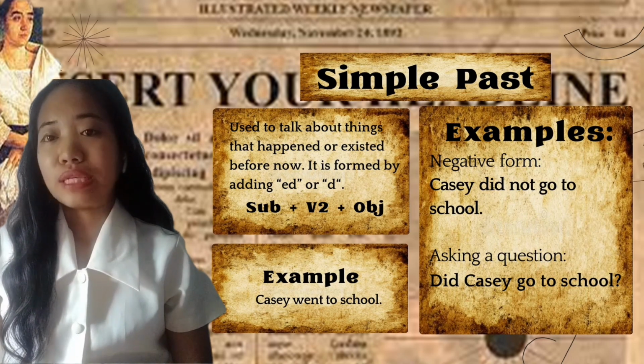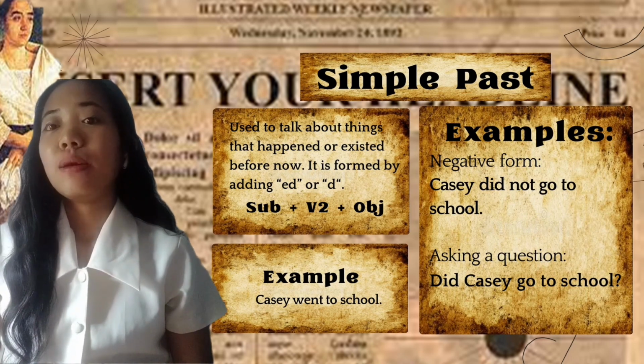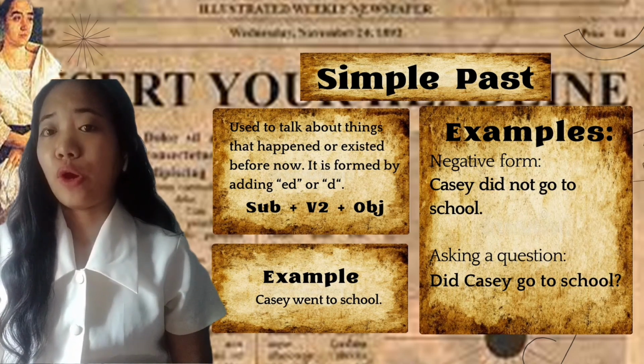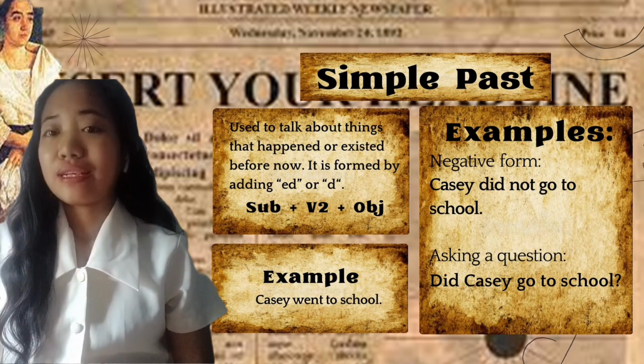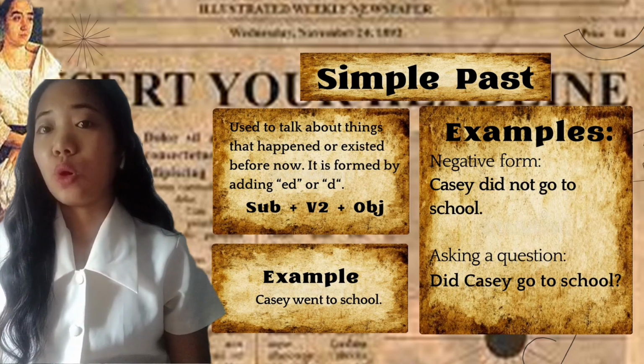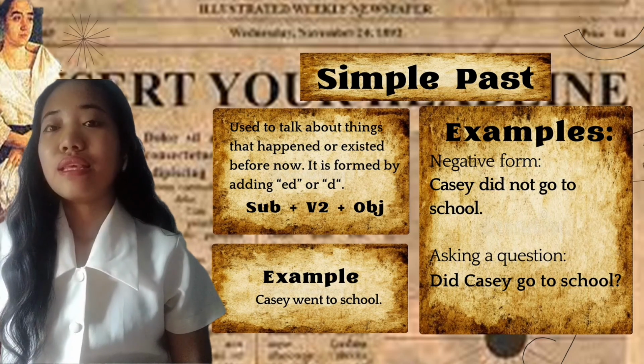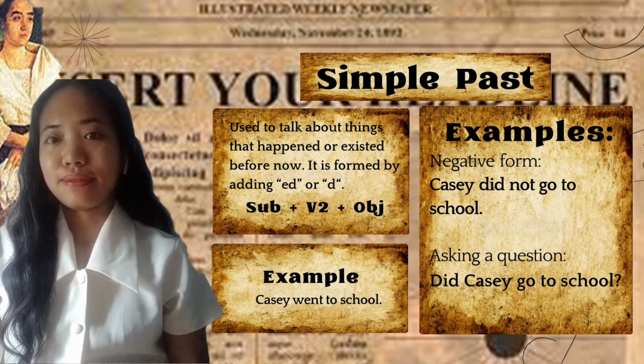While in asking a question, the formula is did plus subject plus root form of verb. For example, did Emma go to school? And these are the common regular and irregular verbs in the simple past.